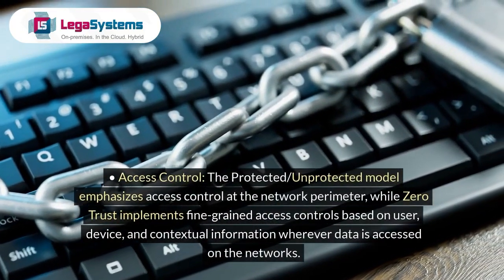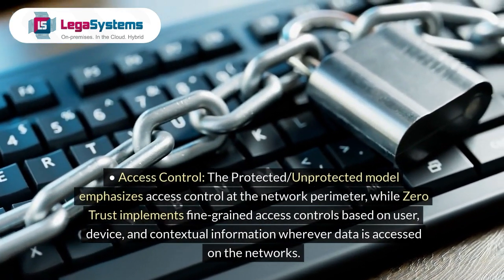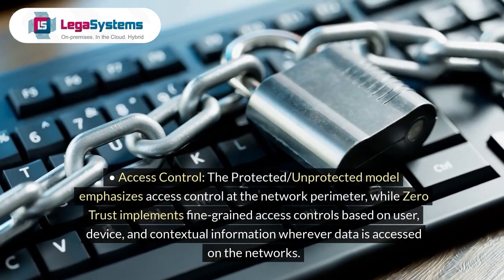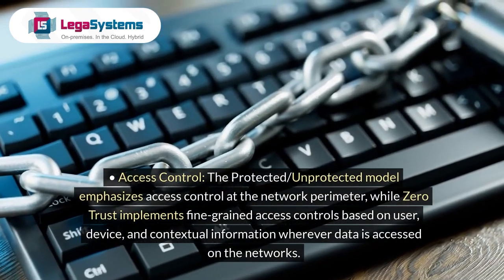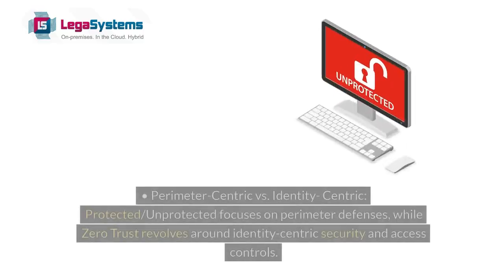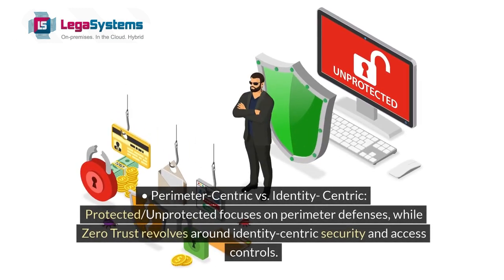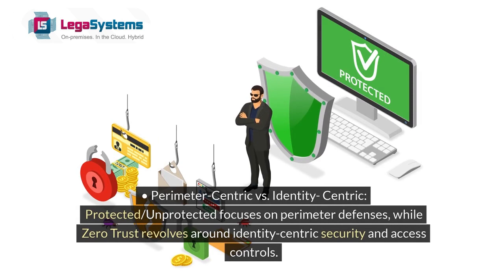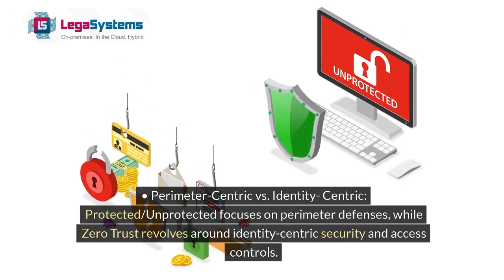Access control. The protected-unprotected model emphasizes access control at the network perimeter, while ZeroTrust implements fine-grained access controls based on user, device, and contextual information wherever data is accessed on the networks. Perimeter-centric versus identity-centric. Protected-unprotected focuses on perimeter defenses, while ZeroTrust revolves around identity-centric security and access controls.